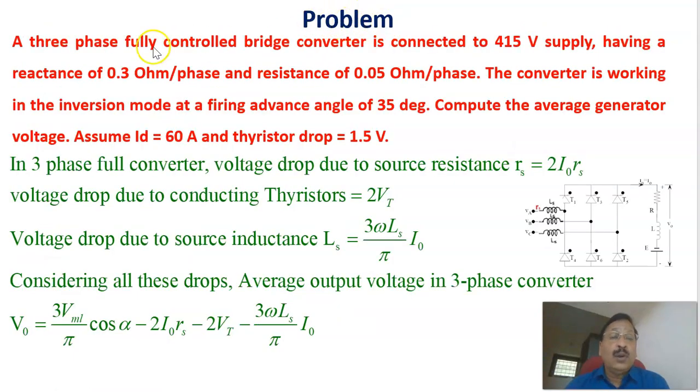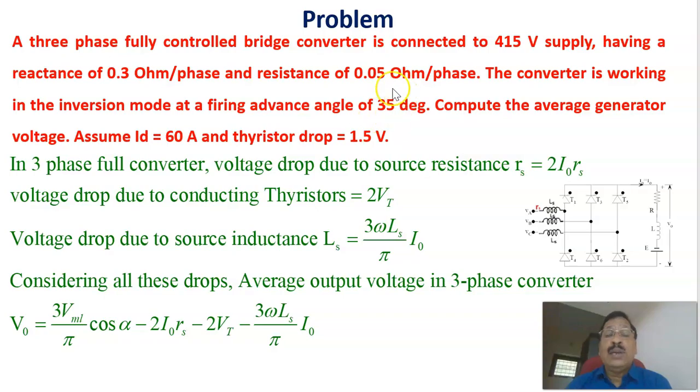Let us see one more problem here. A three-phase fully controlled bridge converter is connected to a 415 volt line voltage supply. That supply has a reactance, not inductance, given as 0.3 ohms per phase and resistance 0.05 ohms per phase, and the converter is working in an inversion mode, that is, power is flowing from the load side to the source side. As an inverter, the firing angle should be more than 90 degrees. The firing is advanced by 35 degrees.